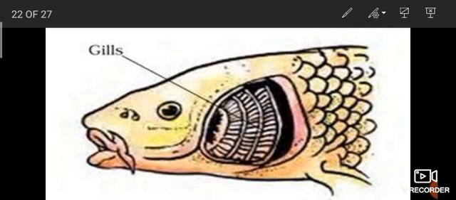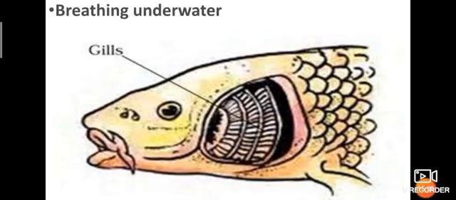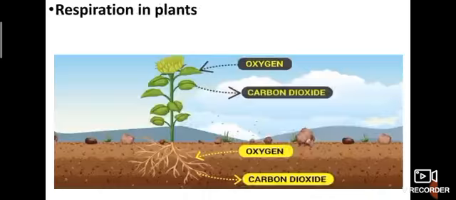Some animals called amphibians can breathe on land by the lungs and through the moist skin underwater. For example, frogs, toads, tortoise. Okay, so till now we discussed how animals breathe, the respiratory system of animals. Now we will discuss respiration in plants.